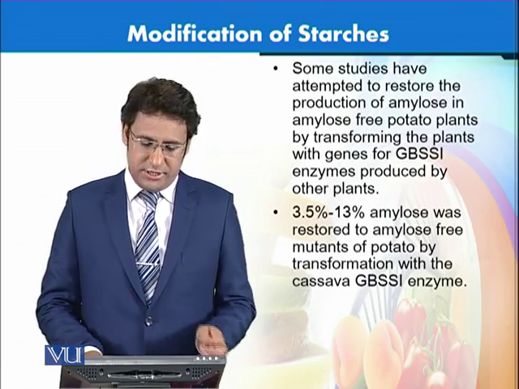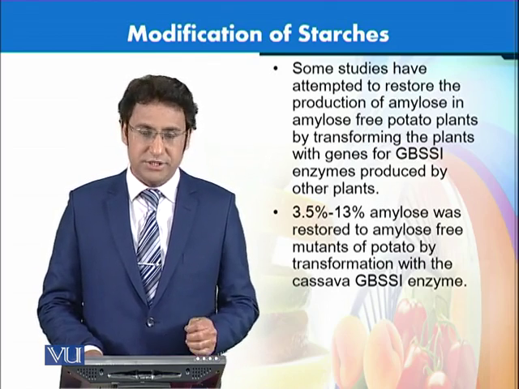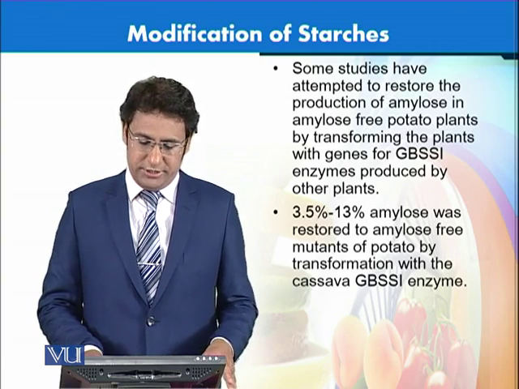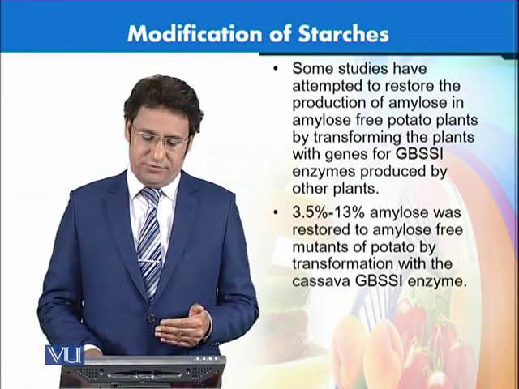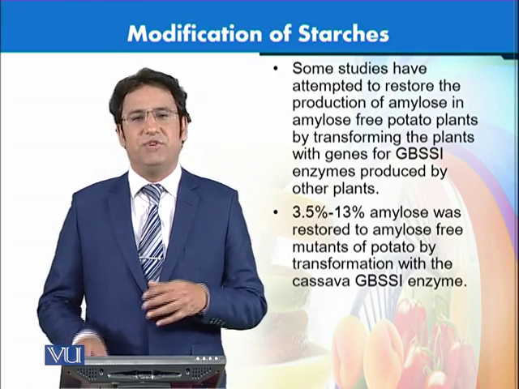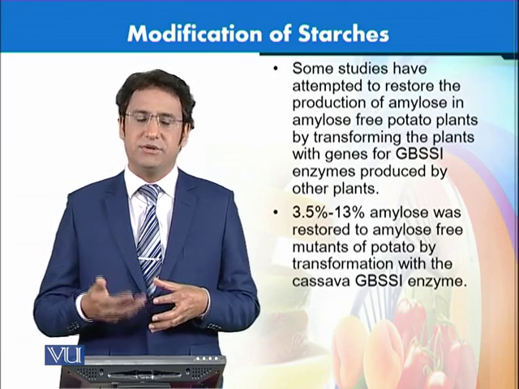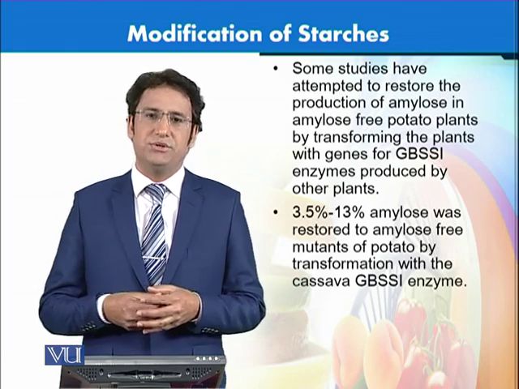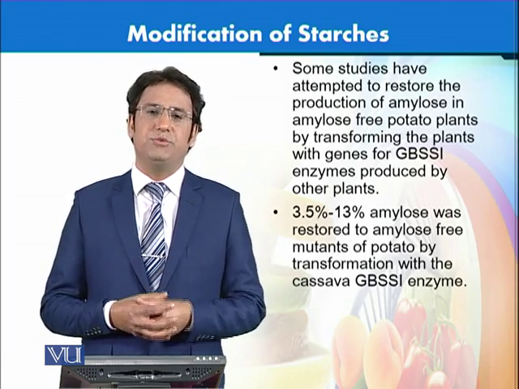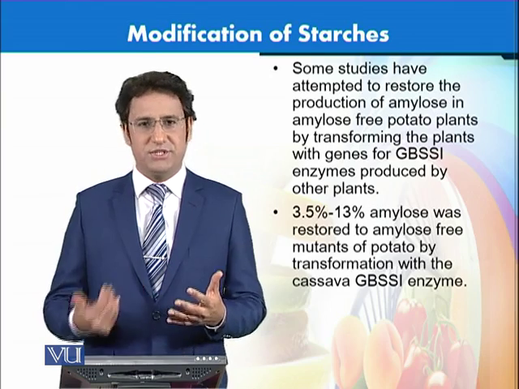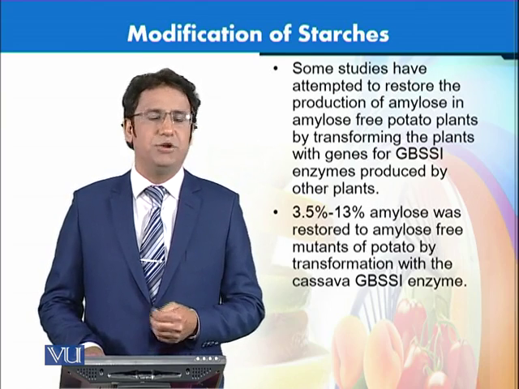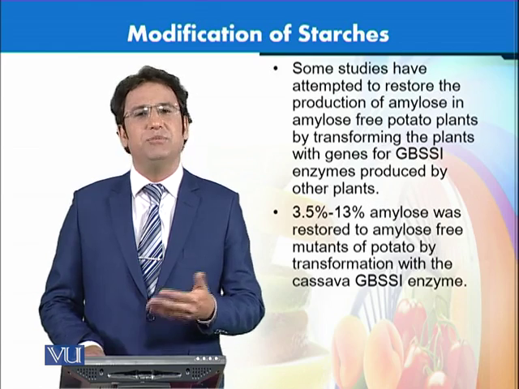So certain examples are given in your textbook again, so we can see some of them here. 3.5% to 13% amylose has been restored in potatoes that were amylose-free varieties of potatoes when we transform this GBSSI enzyme from cassava, because we know that the cassava plant is another major source of starch. So it has more GBSSI enzyme, so this can be transformed into mutants of potato which otherwise don't have high amylose content, but once we bring about this biotechnological change into these kinds of potatoes, the amylose content can be restored in these plants.